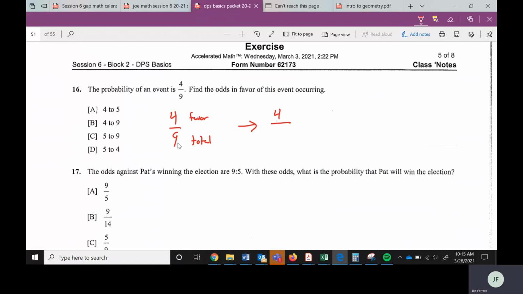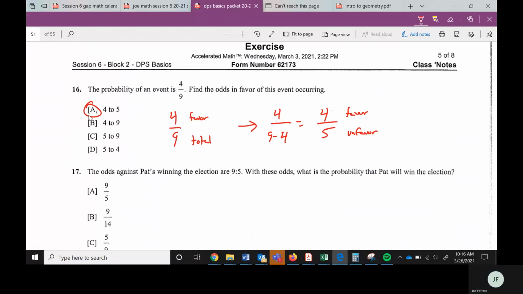There was 9 total. Okay, so if 9 total and 4 were favorable, we'd have to go 9 minus 4. That means there's 5 left over. So this would be 4 favorable, just like here, and 5 unfavorable. And then top to bottom is 4 to 5. Okay, so odds can be a little confusing at times. Remember, there's going to be other examples here. If you're not getting the right answer, ask.